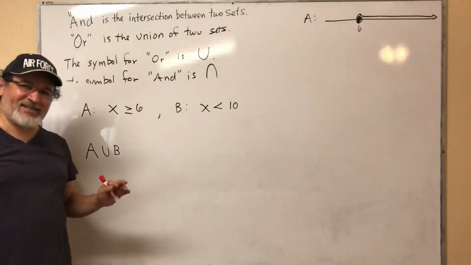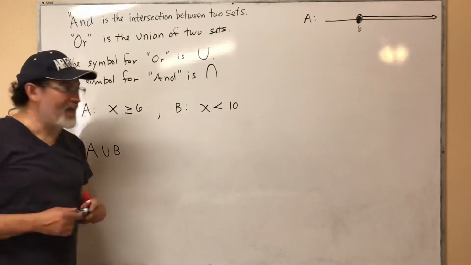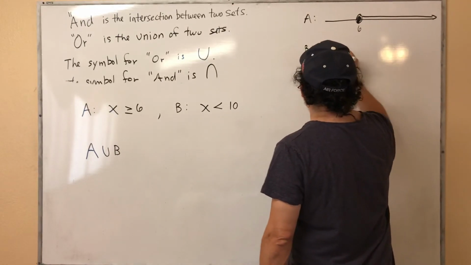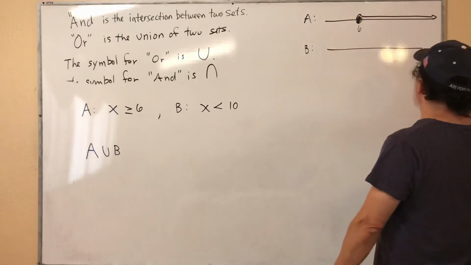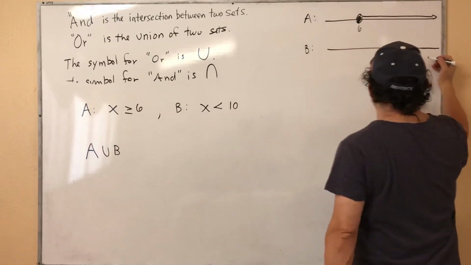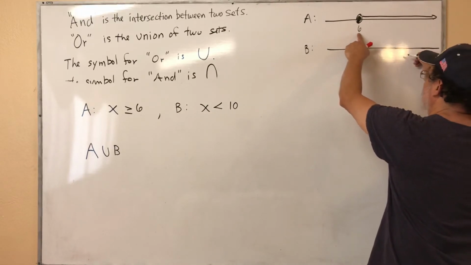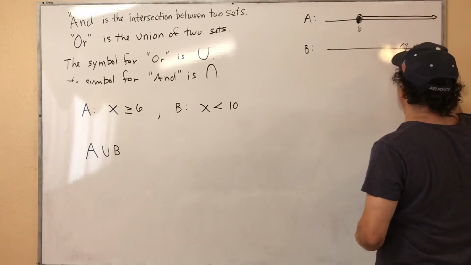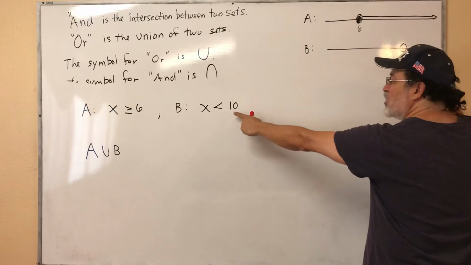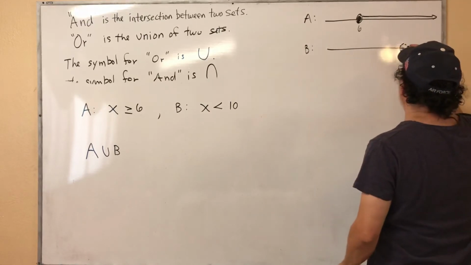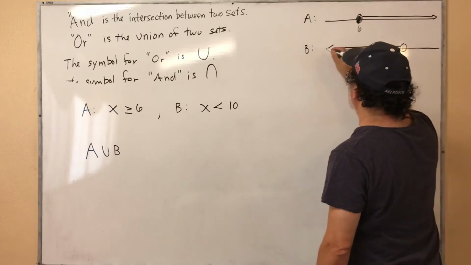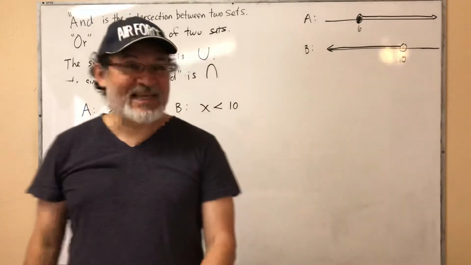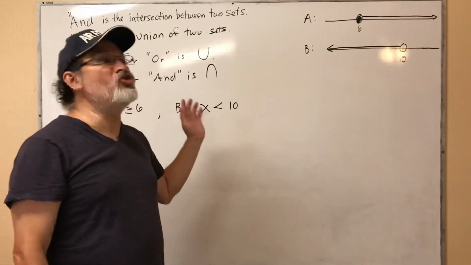Right below it, write B. Now I'm going to graph B. So B says less than 10. So here, don't forget, this 6 is to the left and 10 is to the right. Circle 10. Do not say 10, and it's everything to the left. So that's B. You have not taken the union yet.